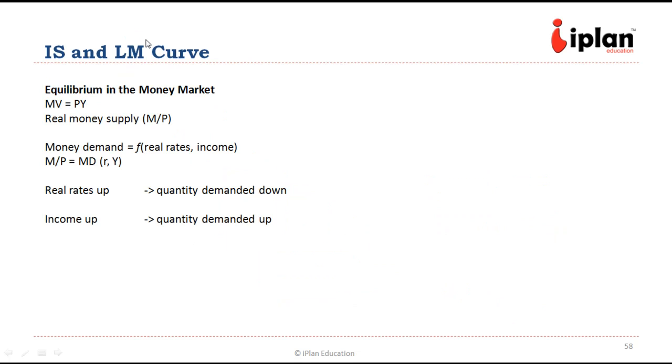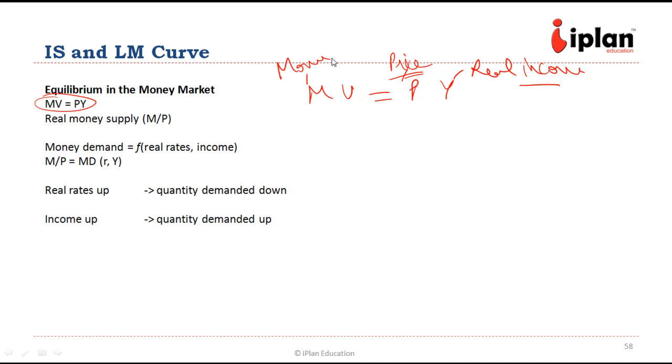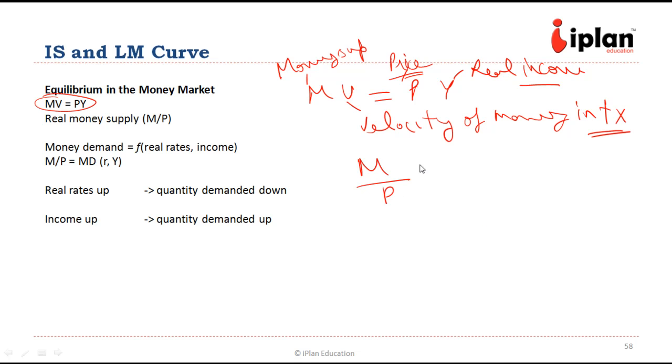We know this relationship, MV equals PY, where P is the price level, Y is the real income, M is the money supply, and V is the velocity of money in transactions. So how fast the money is being circulated. Or we can write M divided by P is Y into 1 by V.